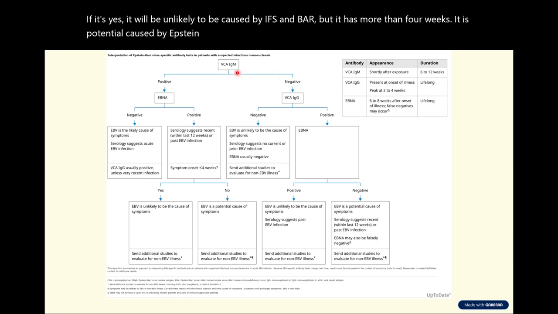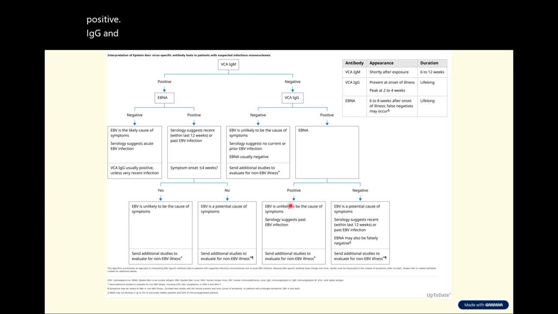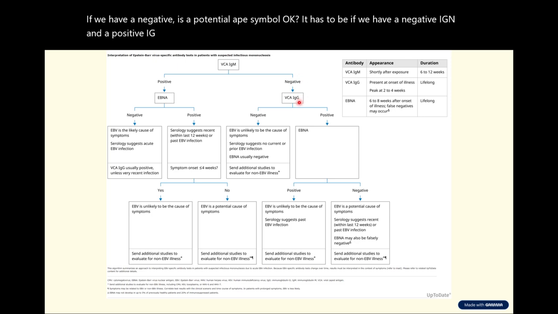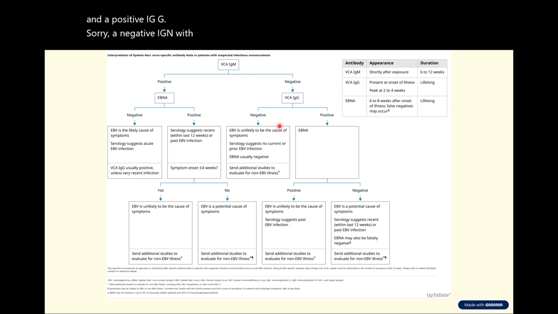The same thing if we have a negative IgM, but we have a positive IgG, and then a positive EBNA, it is unlikely to have Epstein-Barr. If we have a negative, it's a potential Epstein-Barr. And if we have a negative IgM with a negative IgG, it is unlikely to be Epstein-Barr.